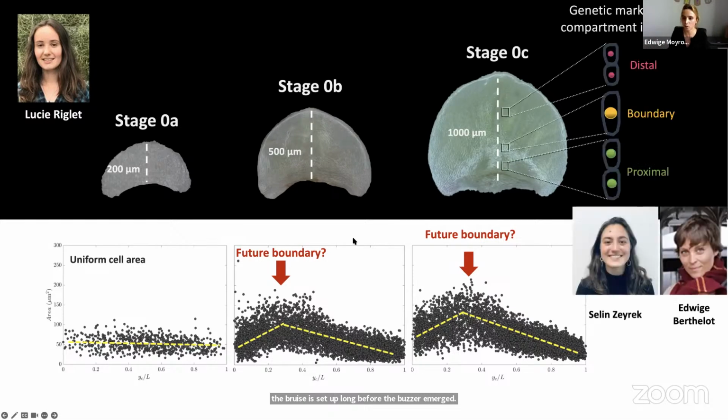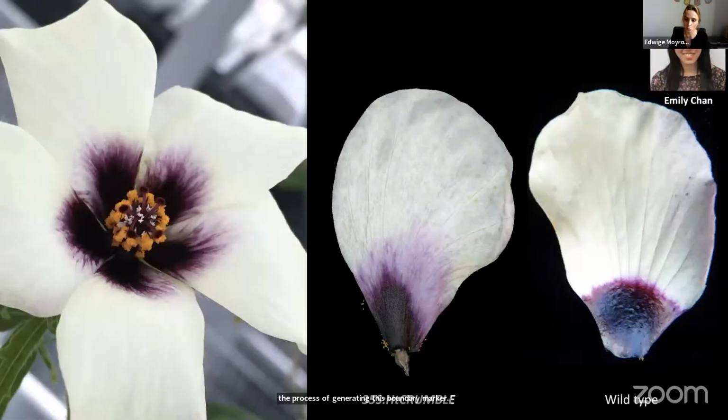And we are now developing genetic markers to track identity establishment of the different compartments. So we've got reporters of a distal and proximal region, and we are in the process of generating this boundary marker. And this will be really useful for us to understand what is really happening when we obtain mutant or lines in which boundary formation and petal patterning is severely disrupted.